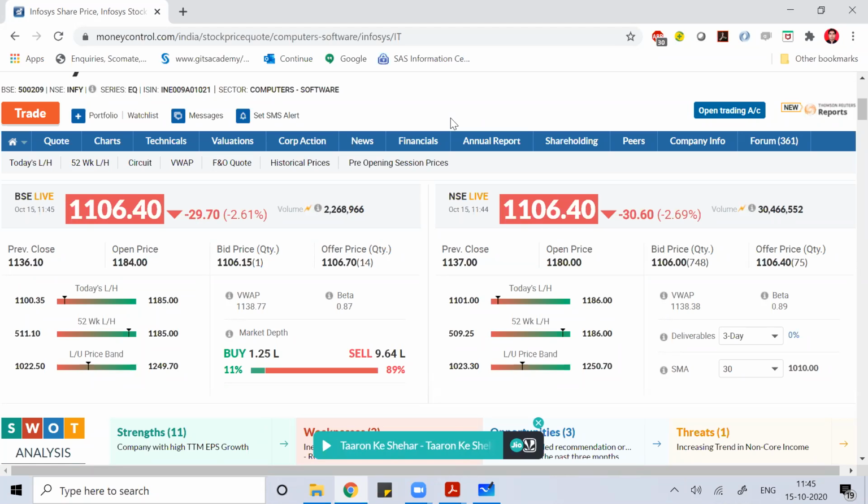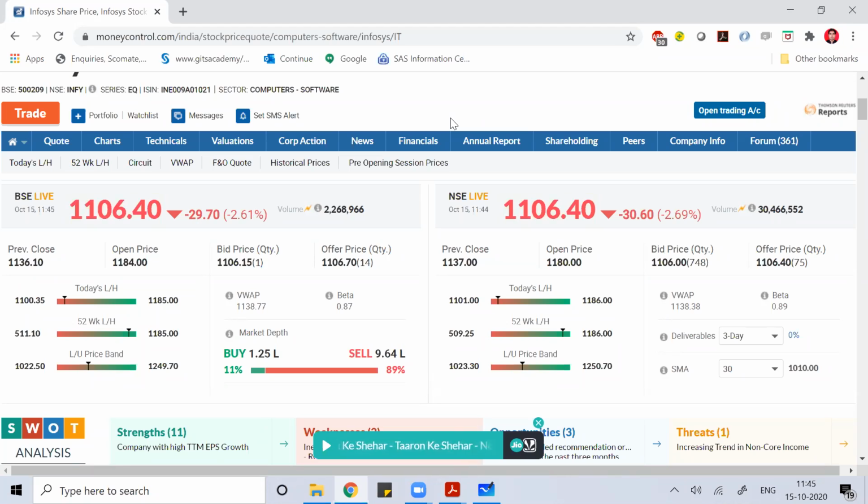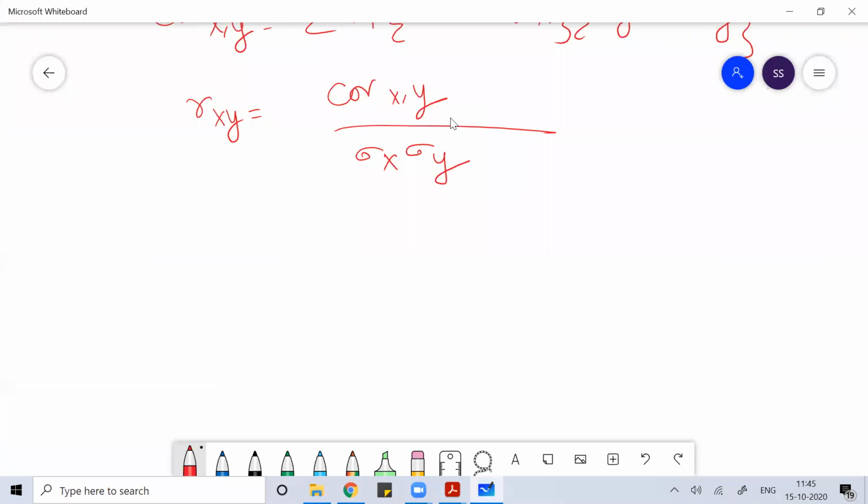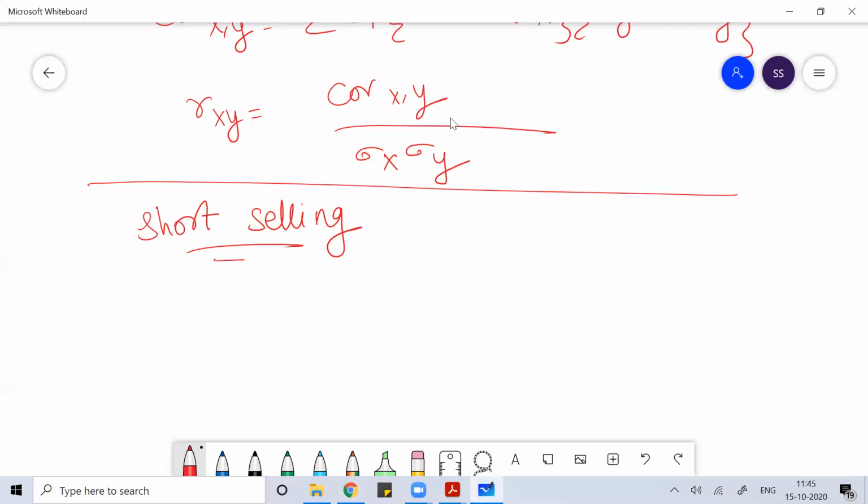So understand, whenever you trade in the stock market, prices go up or down, but you can predict those prices. Normally in the stock market you buy first and then sell later on. But there is a strategy in the stock market that is called short selling. In short selling, you sell the stock first and buy it later on. That is called short selling.